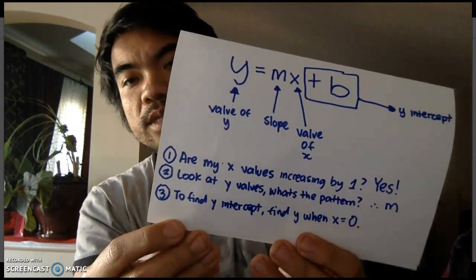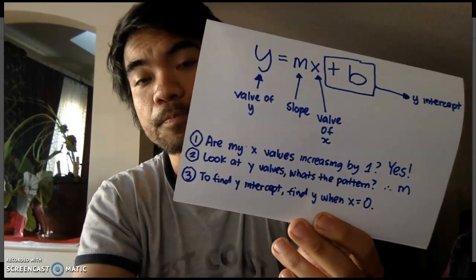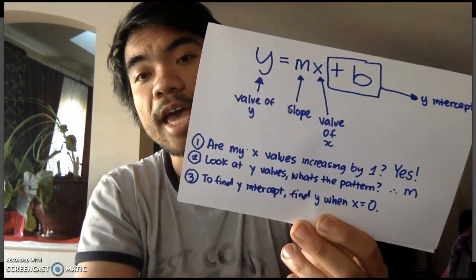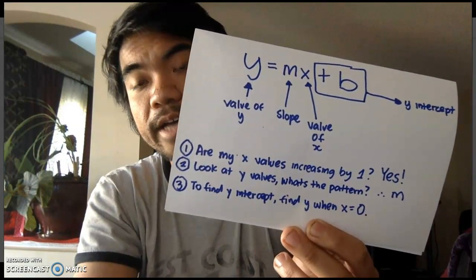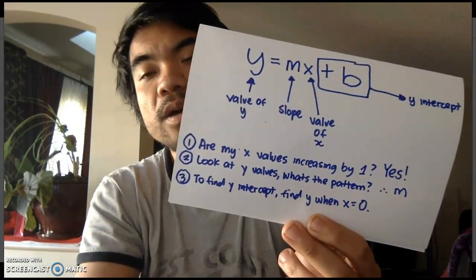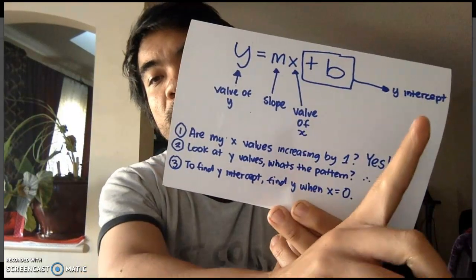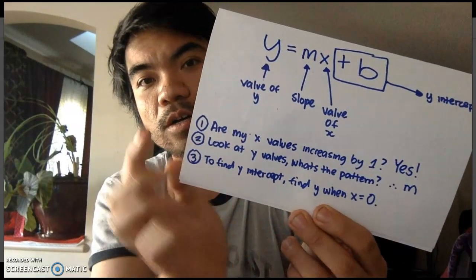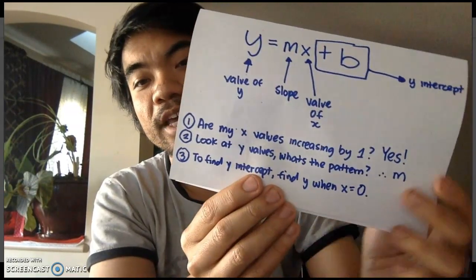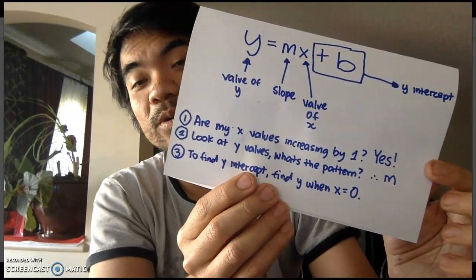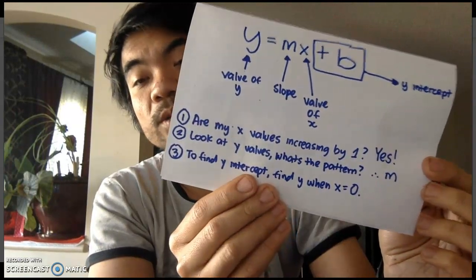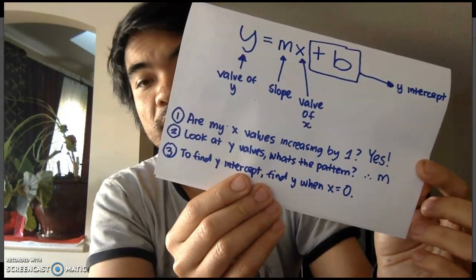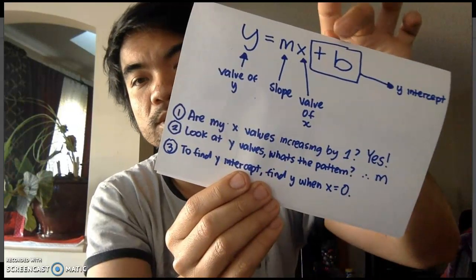So y equals mx plus b. What do they actually mean? My y is definitely my y value. m is my slope, x is my x value, and then positive b is my y-intercept, and I will explain that to you later. So this formula only works with the following: are my x values increasing by 1? It has to always increase by 1 in order for this formula to work.